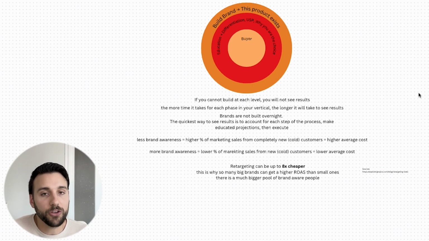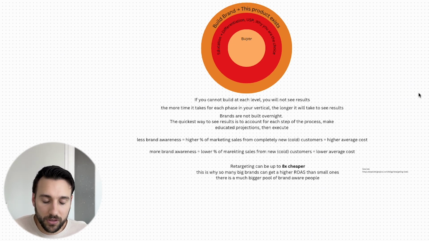Now, exactly how you do that is going to depend solely on your brand and your product and everything. The quickest way to see results is to account for each step of the process, make educated projections, and then execute. You want to account for the fact that you have to build brand, that you have to build education, that you have to build your awareness, that people have to know about you before your dollars are even converting directly. All right? And then you have to project based on this.